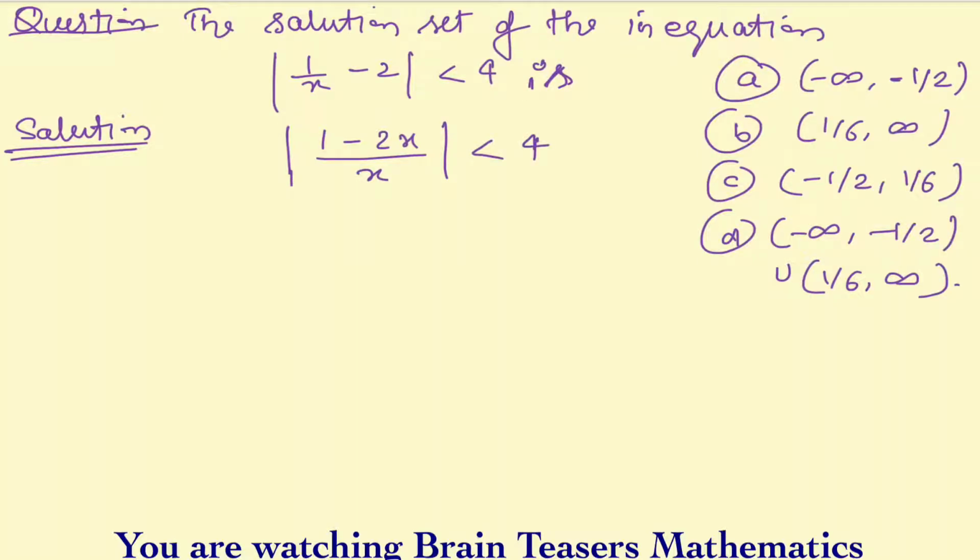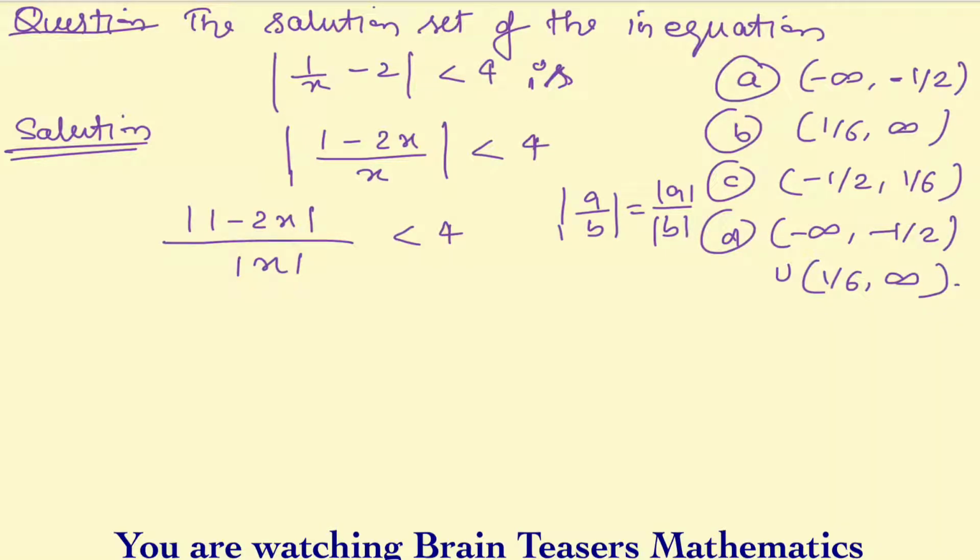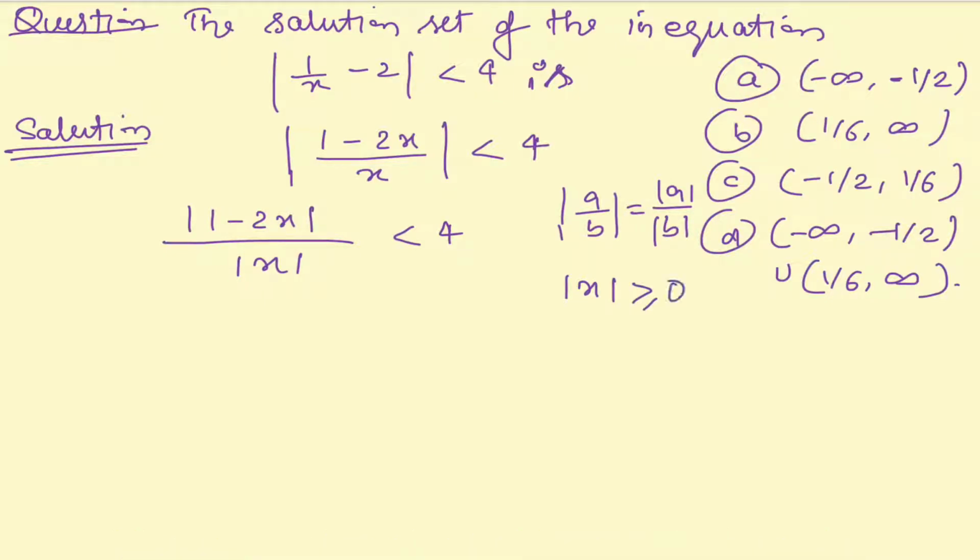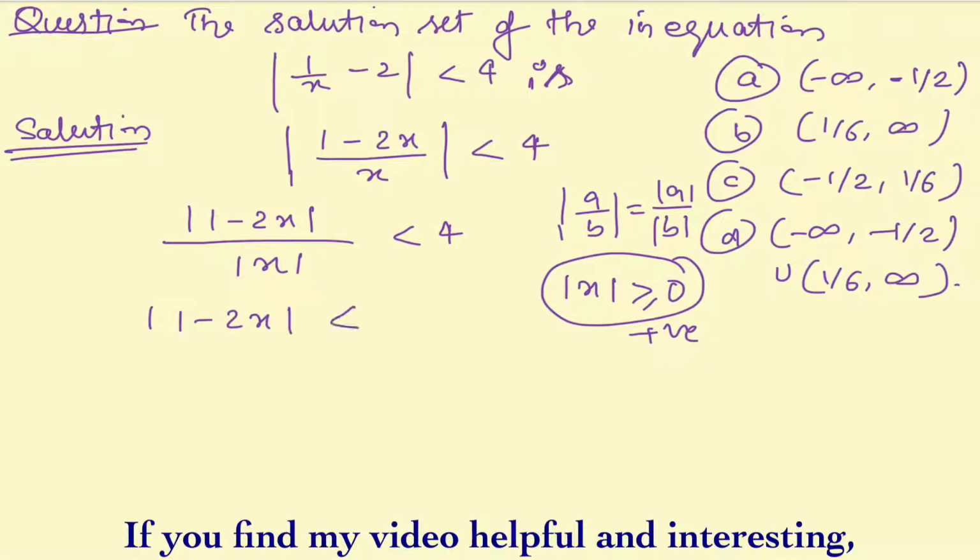Now what we are going to do is, we know that mod of a by b is nothing but mod of a by mod of b. So that's what we are going to do here. Mod of (1 minus 2x) by mod of x less than 4, and we know that mod of x is always greater than or equal to 0. Mod of x is positive, so we can multiply by mod x on both sides. That is, mod of (1 minus 2x) less than 4 times mod x.